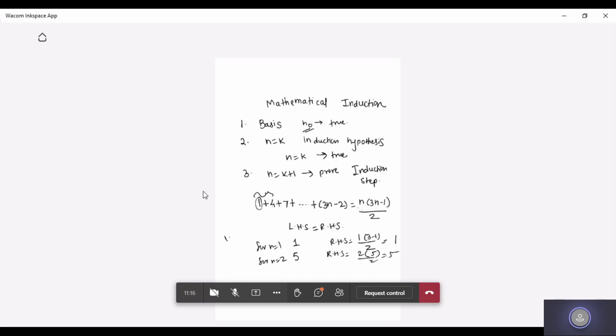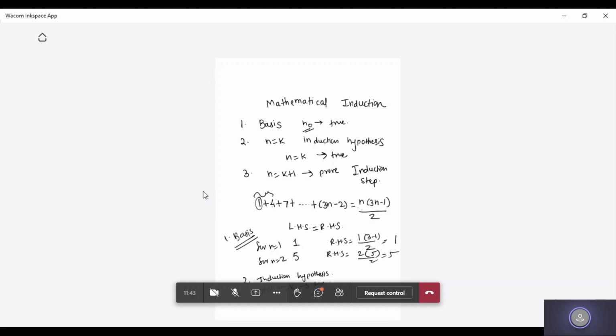So the first, basis step we have done. Now what is the next step, student, that we have to do? We have to say that for n is equal to k, the given statement is true. So how do I do it? The second step is the induction hypothesis. So put n is equal to k.